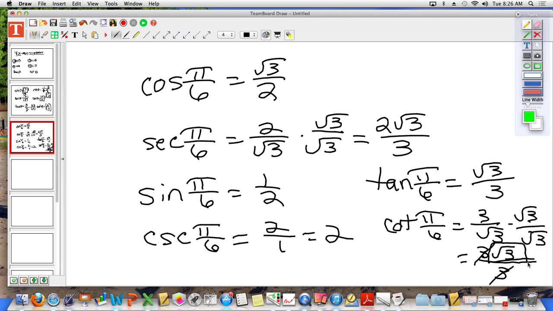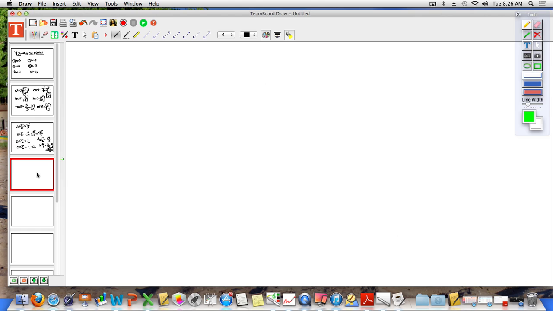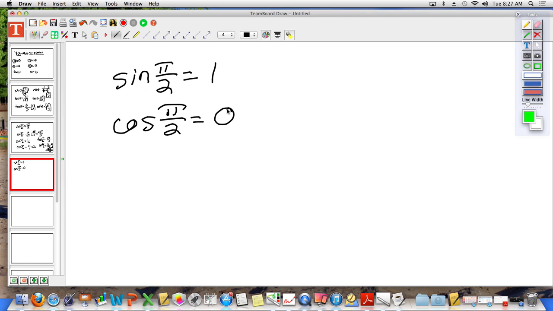Let's look at 90 degrees. Let's do 90 degrees. Okay, what is the sine of pi over 2? By the way, I said 90, that's pi over 2. Sine of pi over 2 is 1. What is the cosine of pi over 2? It is 0. The tangent you should have already calculated.